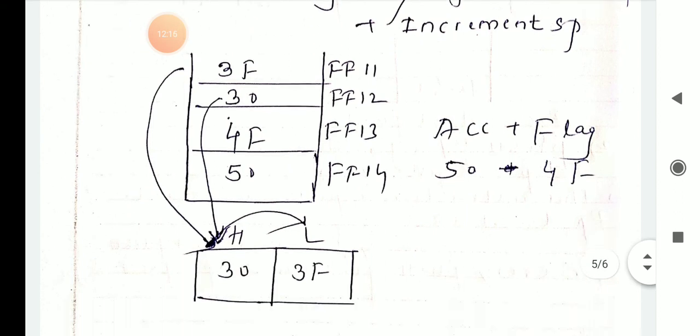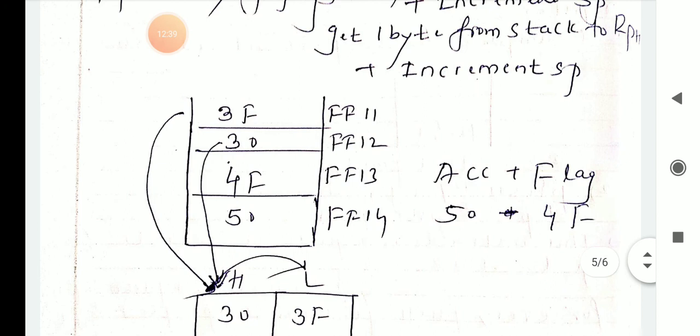Okay, so in that stack pointer you can write the addresses of those memory locations of that stack, that is FF14, FF13, FF12, FF11. Like this it will get incremented, which means FF11, FF12, FF13, FF14. Like this increment you are doing here. So first, in pop you can use the accumulator and flag register. So in the accumulator you can store some value and in the flag you can store some value.